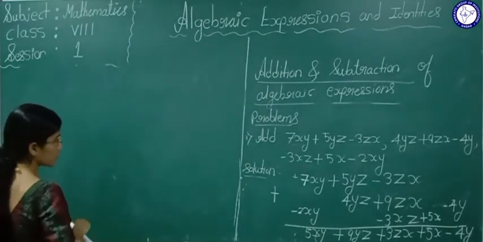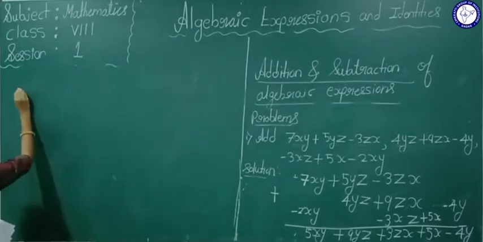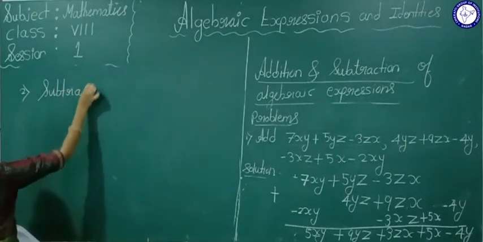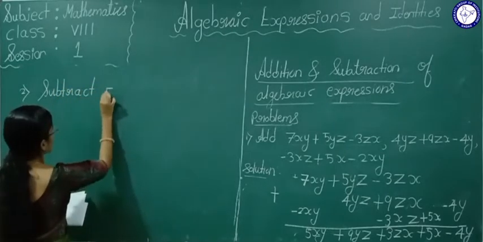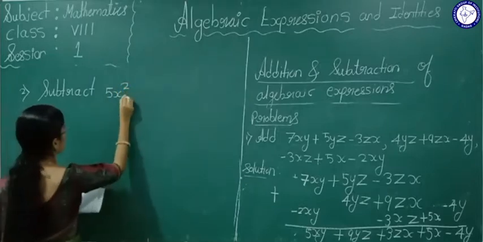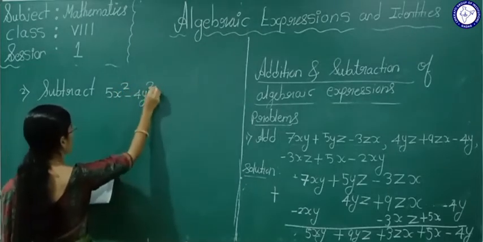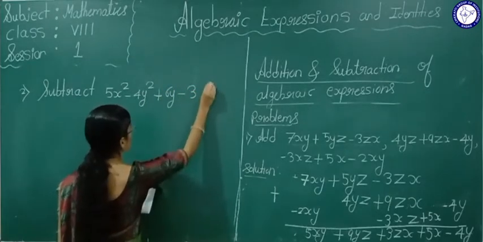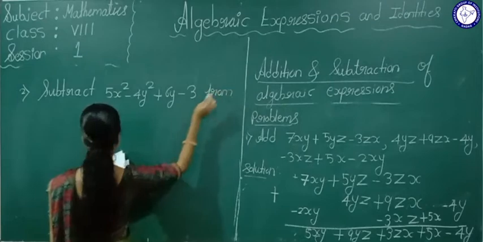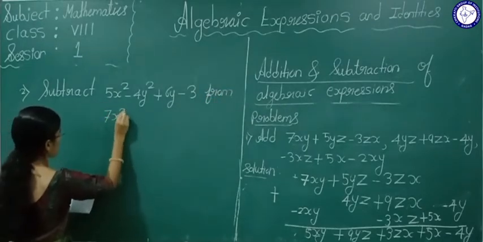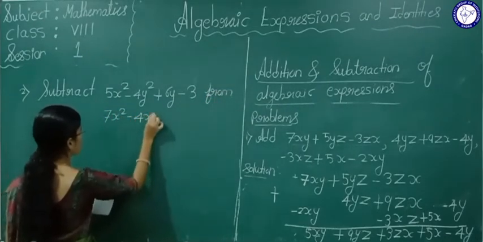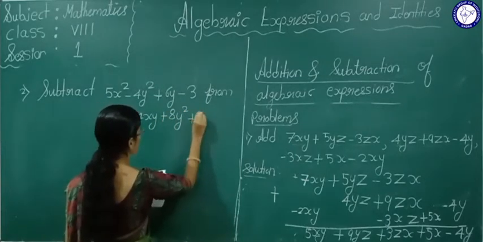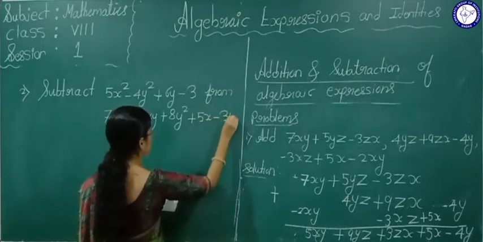Now we'll take one more example. Second one, subtract 5x square minus 4y square plus 6y minus 3 from 7x square minus 4xy plus 8y square plus 5x minus 3y.